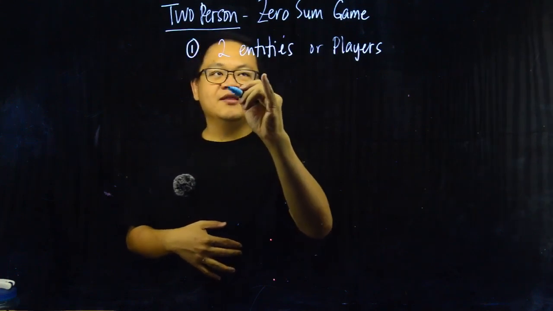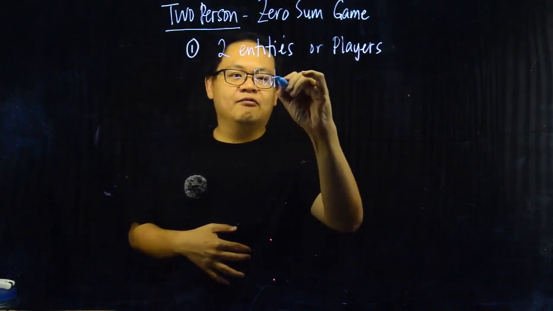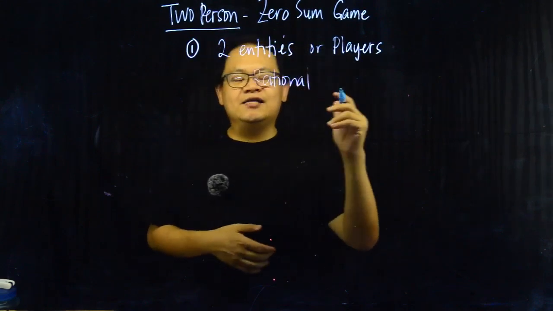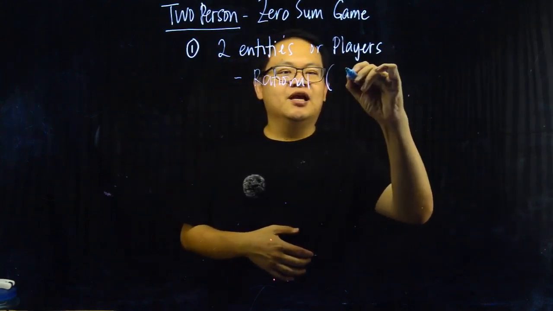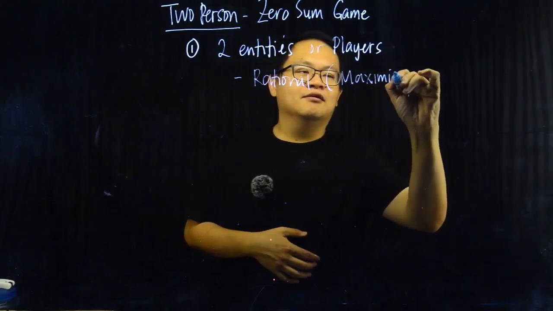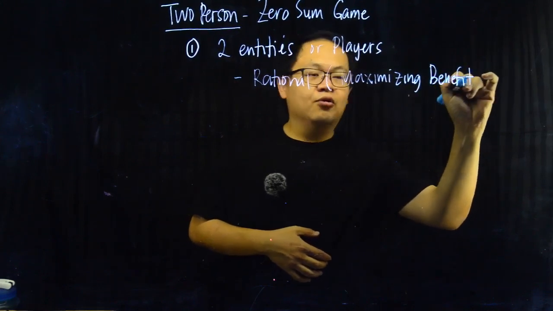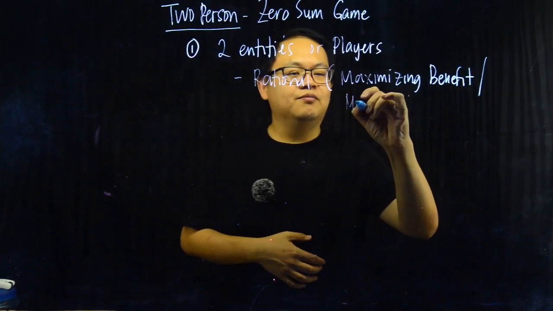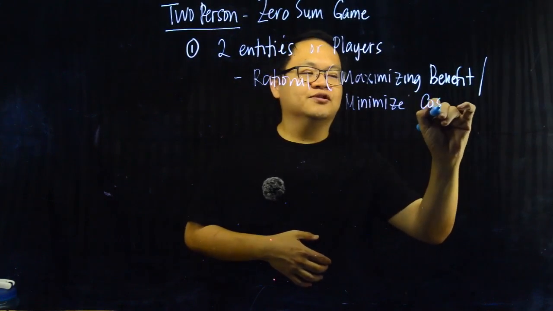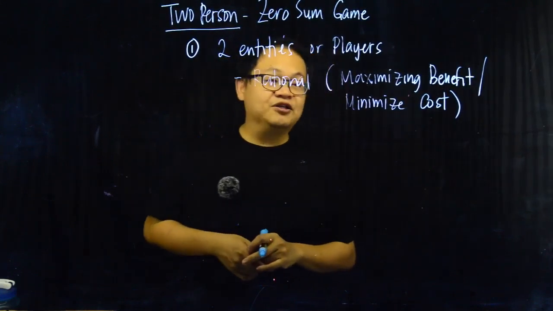Now, these two entities have to be rational. What do we mean by rational? In mathematical terms, being rational means either maximizing some benefit, or you can also minimize some cost. Okay, and that is what being rational means.